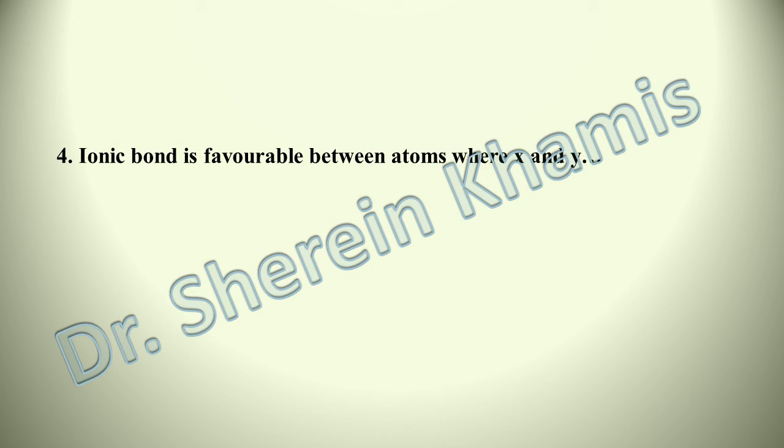We have ionic bond is favorable between atoms where X and Y. Okay, X has low ionization energy and Y has low electron affinity. Okay, we said one of them has high and one of them has low. What happened to them? Okay, remember well that we are discussing this point.